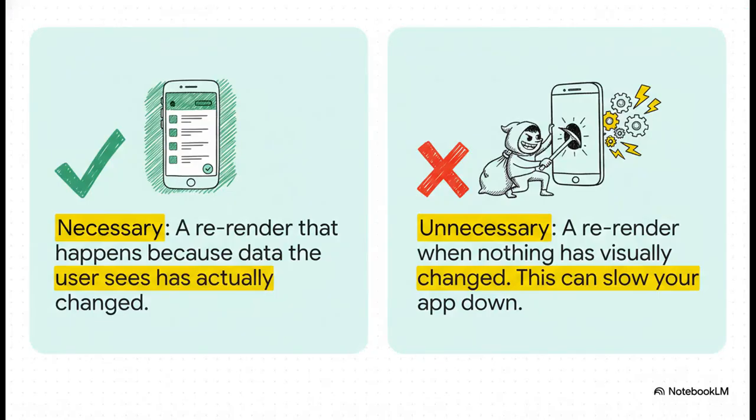And this breaks it down perfectly. On one side, you've got your necessary re-renders. These are the good guys. They happen when something the user is looking at actually changes. But on the other side, you've got the performance thieves. These are the re-renders that happen for no good reason. Nothing on the screen changes, but your app is still doing all this extra work in the background, slowing everything down. Our job is to catch them.